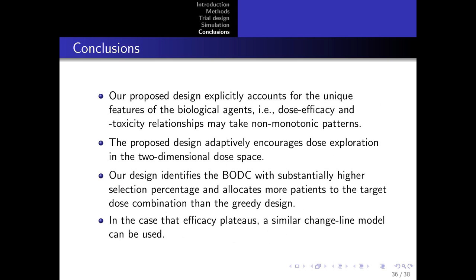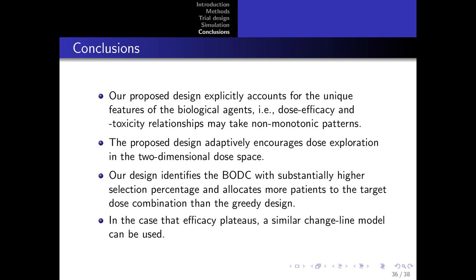Page 36. Here is a quick summary of our talk. We propose a design that accounts for the unique features of biological agents. Specifically, the dose-efficacy and toxicity relationships may be non-monotone. The proposed design adaptively encourages dose exploration in the two-dimensional dose space. Our design can identify the target dose with a higher selection percentage and allocate more patients to the target dose than the greedy design.